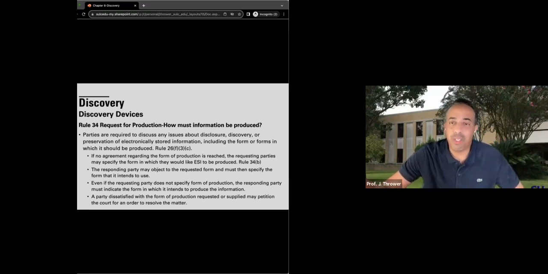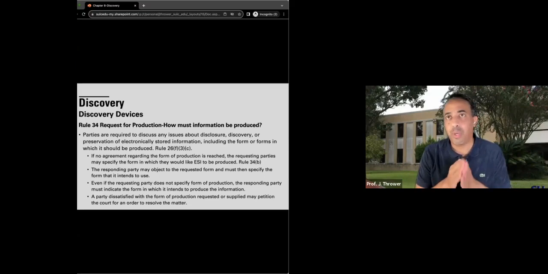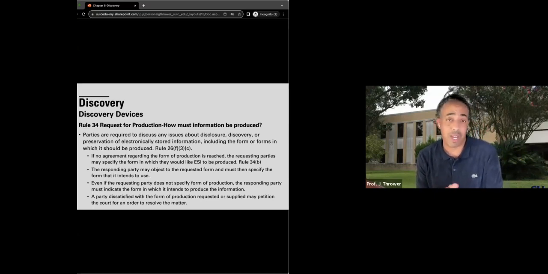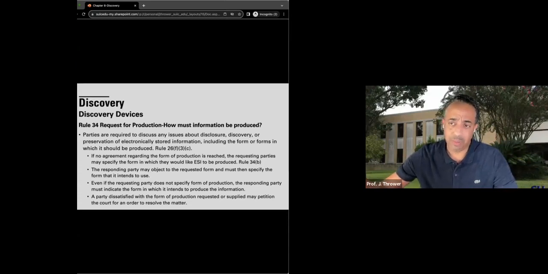If for whatever reason a party is dissatisfied with the form of production that is requested, meaning the way that the requesting party requests that the information be produced, or if the requesting party is dissatisfied with the way that the responding party intends to supply the information, then either party may petition the court for an order to resolve the matter. We'll talk about the specific device that should be used in a bit should that situation arise.